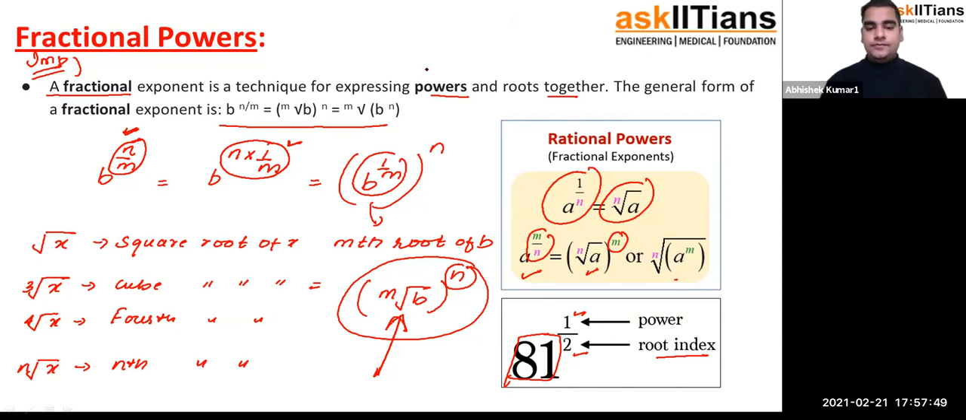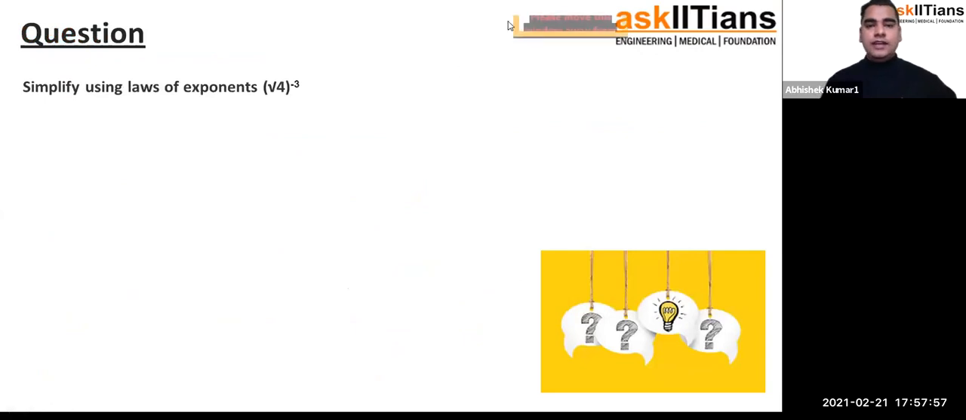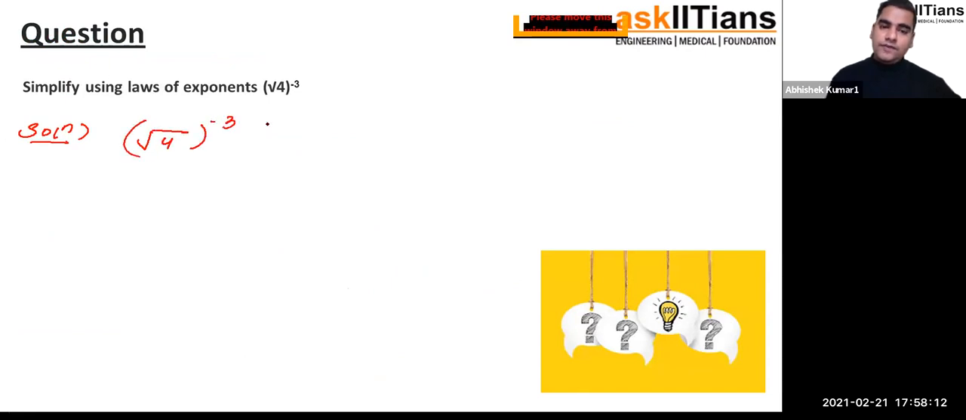Done? Is anybody having any doubt or any query in this yet? No query? Right. So they are asking us to simplify using laws of exponent. Okay, so this is not a very direct problem. So check what we are provided. The square root of 4 raised to the power minus 3 means what?